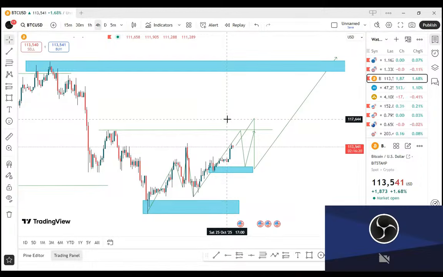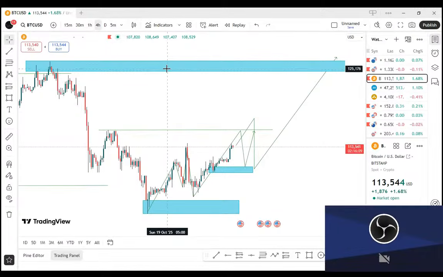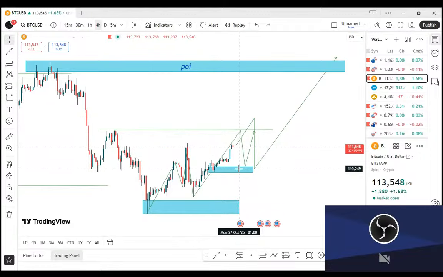This is the 4 hours time frame. So this is the zone you are interested in. This is the key zone you are interested in. This is your point of interest, where you are interested in buying. This is where you are interested in buying.